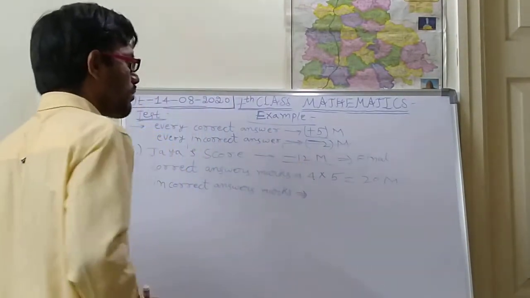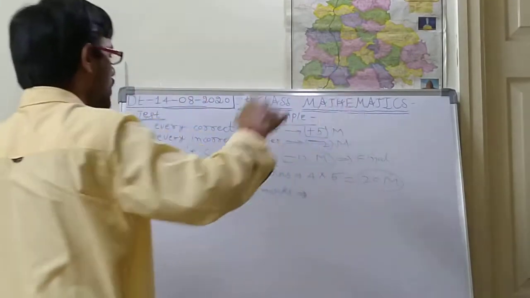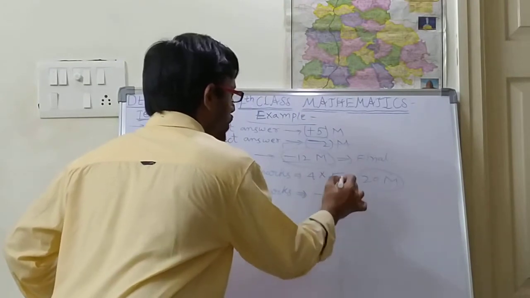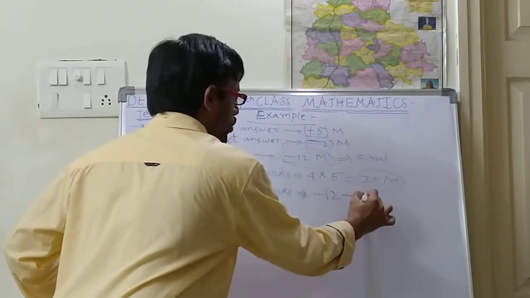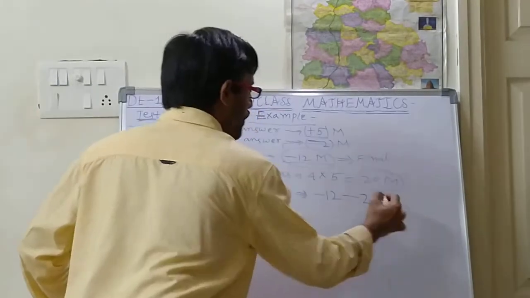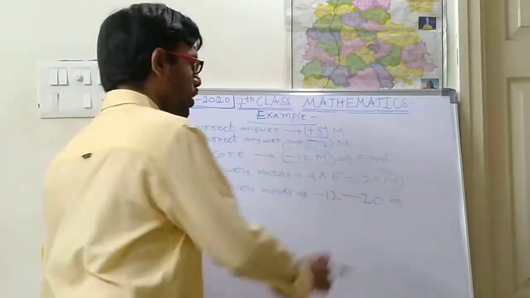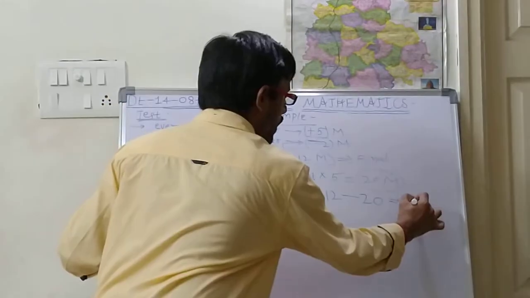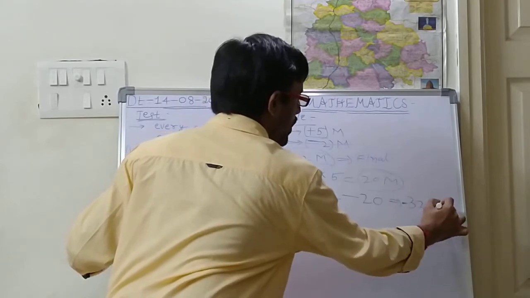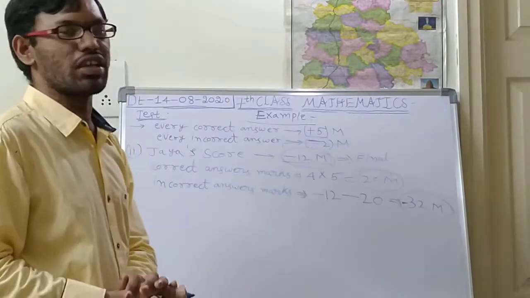Here, for the incorrect answers' marks, from the final marks you have to subtract the correct answers' marks. So the final marks is minus 12. From this we have to subtract 20. Minus 12 minus 20. What is minus 12 minus 20? Both signs are the same, so you have to add these two. 20 plus 12 is 32. So minus 32 marks. For the incorrect answers she got minus 32 marks.